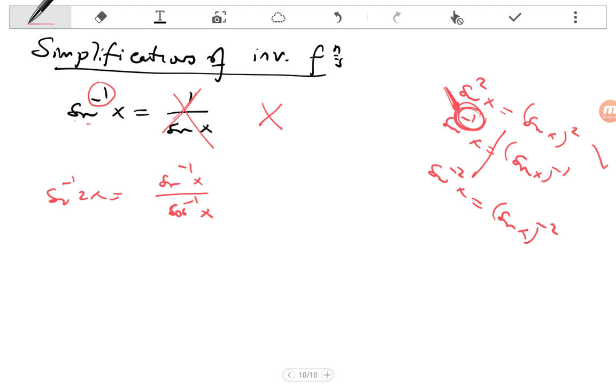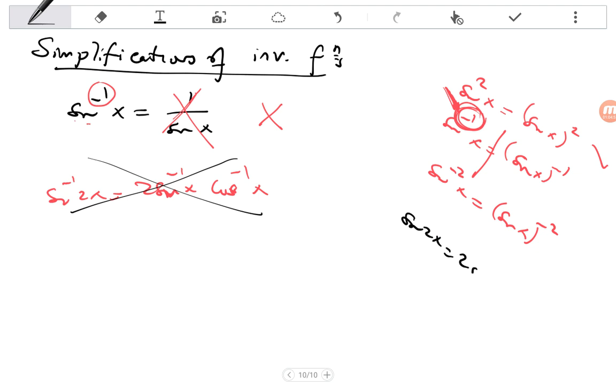Is that correct? No. If I told you that sine inverse 2x is 2 sine inverse x times cosine inverse x, is that a correct statement? No, this is a wrong statement. I can't take trigonometric relations and just put an inverse on them. That is not permitted. For example, sine 2x is 2 sine x cosine x, but you can't just say that if I put an inverse it will be correct. No, this is wrong. Okay?